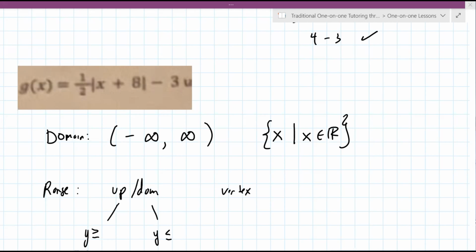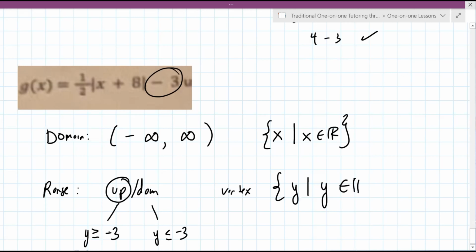Okay. So the up or down depends on this number here. So it's -3 or -3. In this case, since it opens up, we go with this one. So the range is y such that y is an element of the real numbers, y greater than or equal to -3.